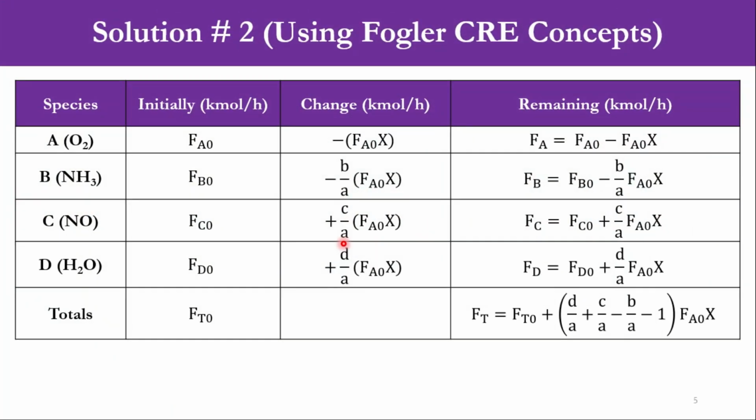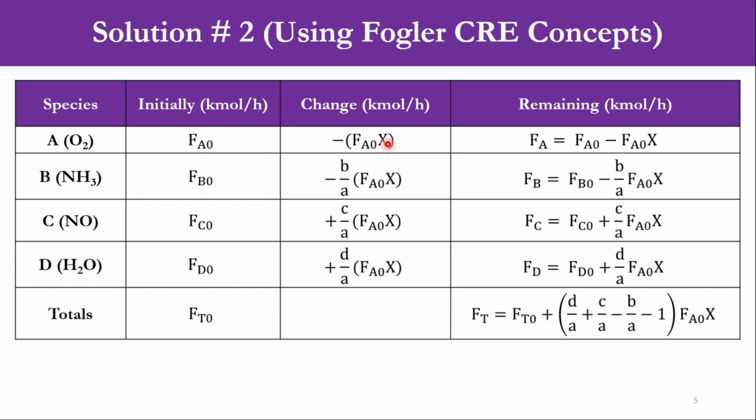Going to solution number 2, we will create a stoichiometric table using the Fogler theory concepts, and then we will proceed further. So we have described oxygen as A because it is the limiting reactant, ammonia as B, NO as C, water as D. Now the initial molar flow rates for the species are FA0, FB0, FC0, and FD0. Now FC0 and FD0 are 0 because there is no molar flow rate of NO and water at the start of the reaction or at the inlet of the reactor.